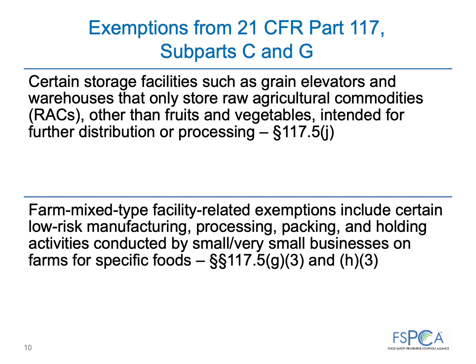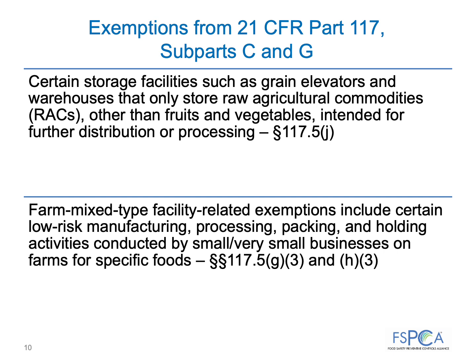Certain storage facilities, such as grain elevators and warehouses that only store raw agricultural commodities other than fruits and vegetables, intended for further distribution or processing, are exempt from hazard analysis and risk-based preventive controls. FSMA provided FDA with authority to exempt or modify requirements for storage of raw agricultural commodities, RACs, intended for further distribution or processing, but specifically excluded storage of fruits and vegetables.